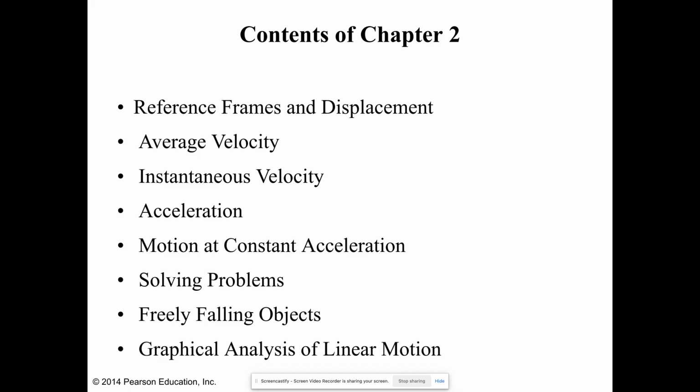Average velocity, that's the average distance divided by the time. Instantaneous velocity, how fast you're going in that instant. Acceleration, change in velocity. Motion at a constant acceleration, that's a nice little thing that we like to do in physics because it's easy. Very rare though. And then solving problems. Free fall, that's dropping stuff in Earth's atmosphere usually. We'll probably have a couple problems where we do Mars and the moon or whatever. And then there's a graphical analysis of linear motion.